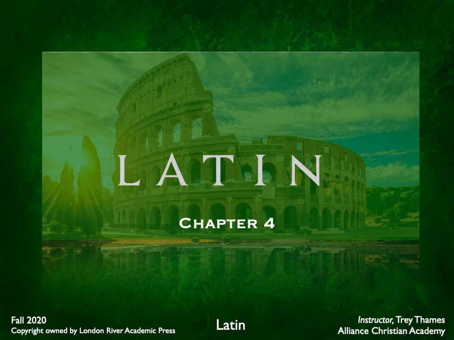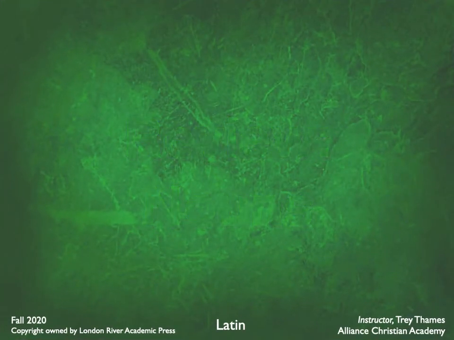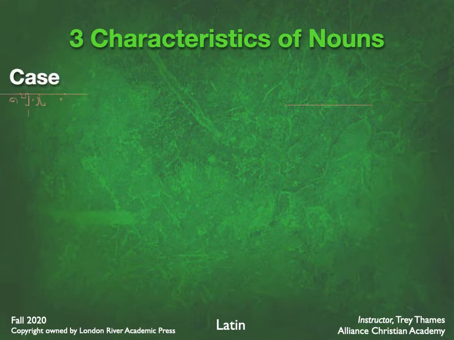Okay, welcome to Chapter 4. We're going to continue our look at nouns. Let's do a quick review. Three characteristics of nouns are case, number, and gender.